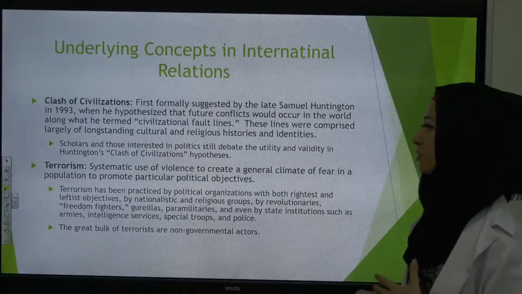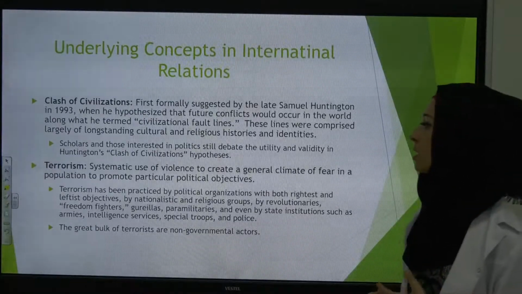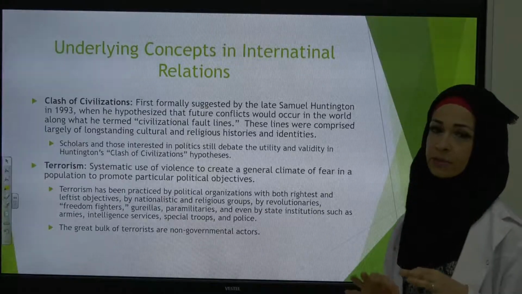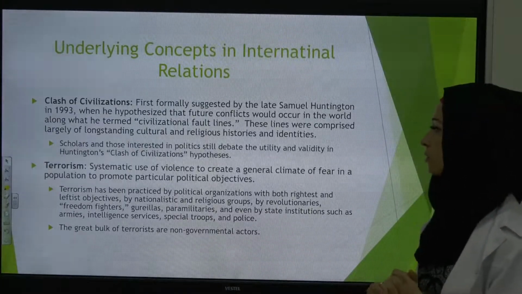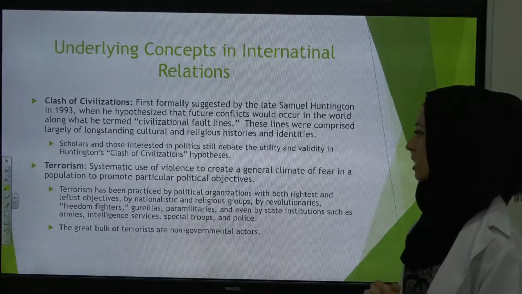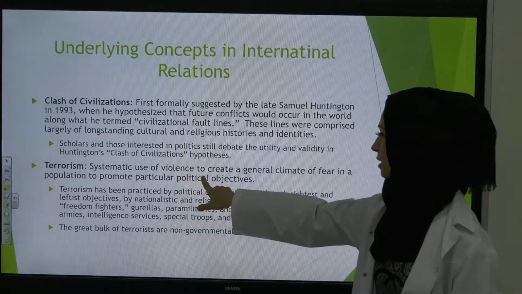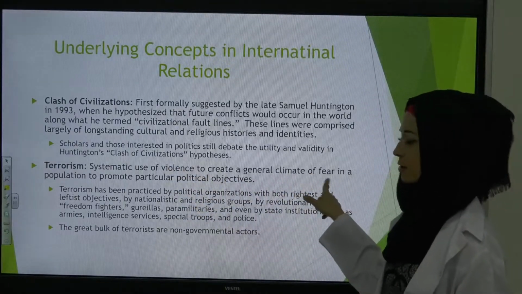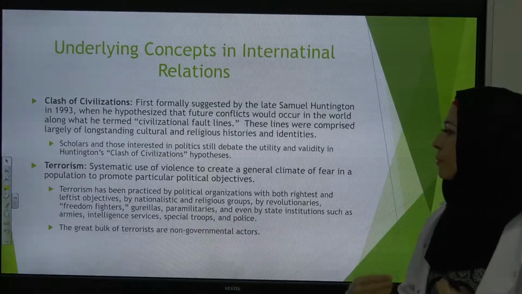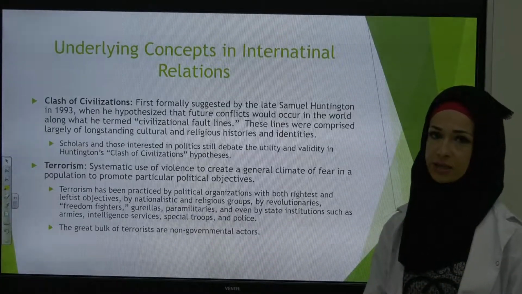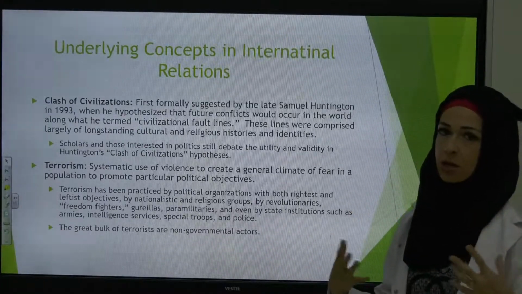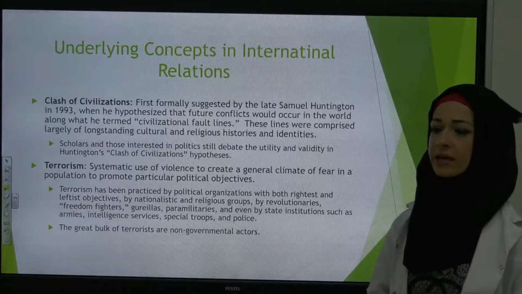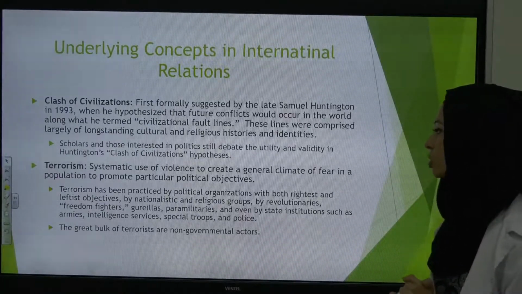Terrorism. Now, this is another term that we're all familiar with, but we need to be able to systematically define it. Terrorism, by definition, is the systematic use of violence to create a general climate of fear in a population to promote a particular political objective. Now, promoting fear, putting a sense of fear into the population.